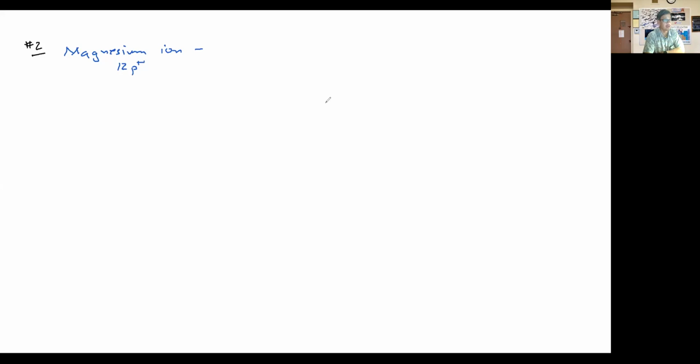In order for magnesium, because it is a representative metal, to obtain the noble gas configuration and thus adhere to the octet rule, it's going to lose those 2 valence electrons. And if it loses the 2 valence electrons, it ends up with 10 electrons. And that would then be the composition of the magnesium ion.